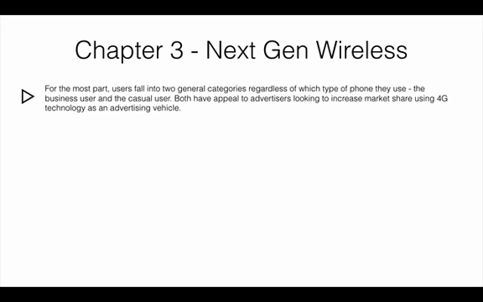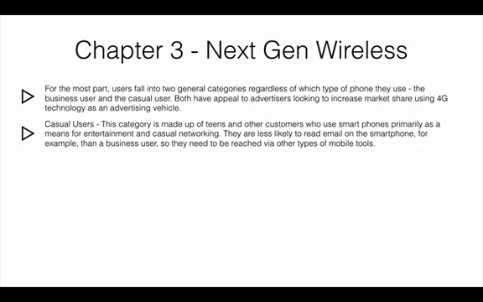For the most part, users fall into two general categories regarding which type of phone they use: the business user and the casual user. Both have an appeal to advertisers looking to increase market share using 4G technology as an advertising vehicle. For that reason, it's important that we explore a little bit about each user. We identify characteristics of each user, whether it be business user or casual user, and we identify similarities.